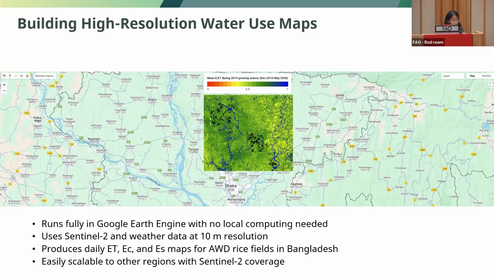Also, running this model in Google Earth Engine means the model produces daily maps of the total ET, plant transpiration, and soil evaporation for every field in the study area. So for Bangladesh, that output covers all the AWD rice plots across the study region, season by season. And at 10-meter resolution, individual field boundaries are also clearly visible in the map.